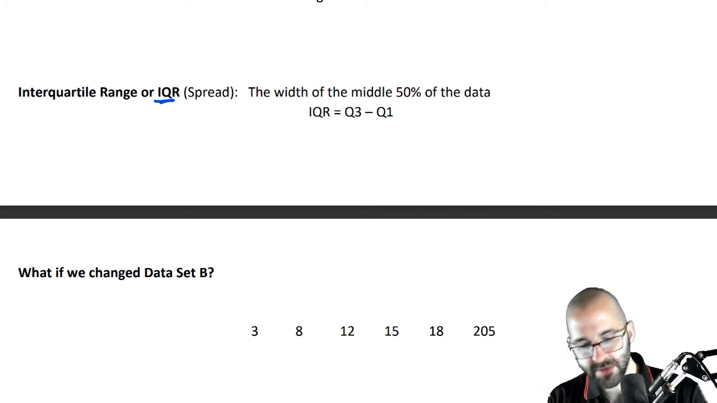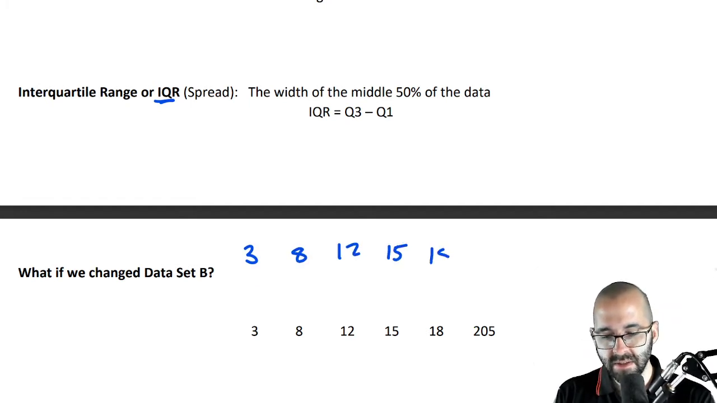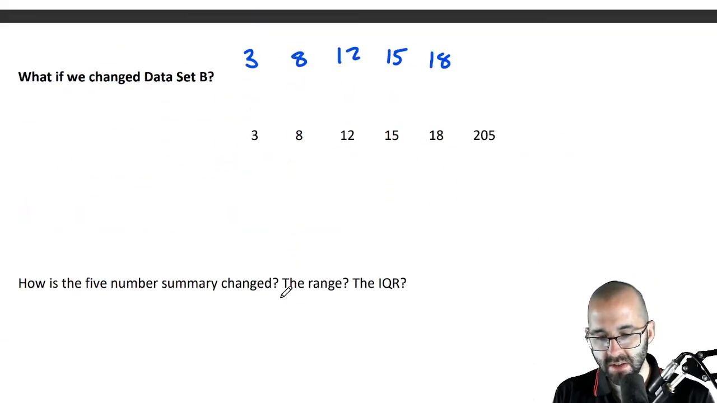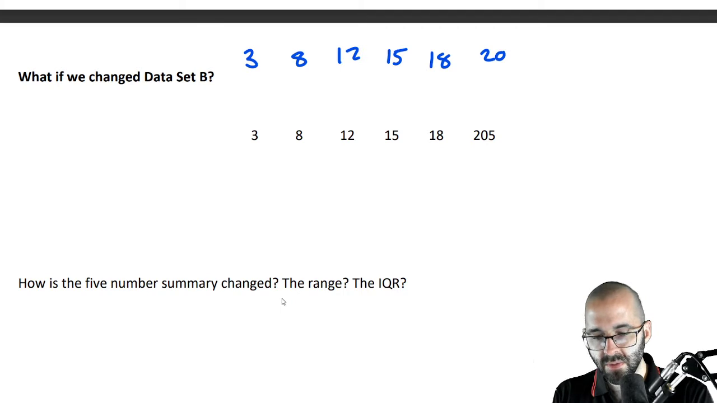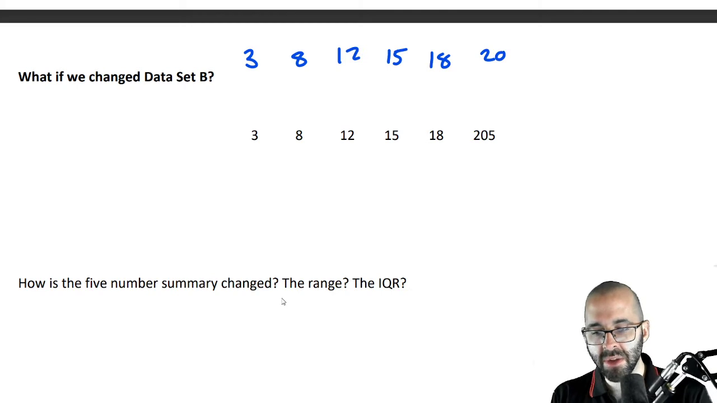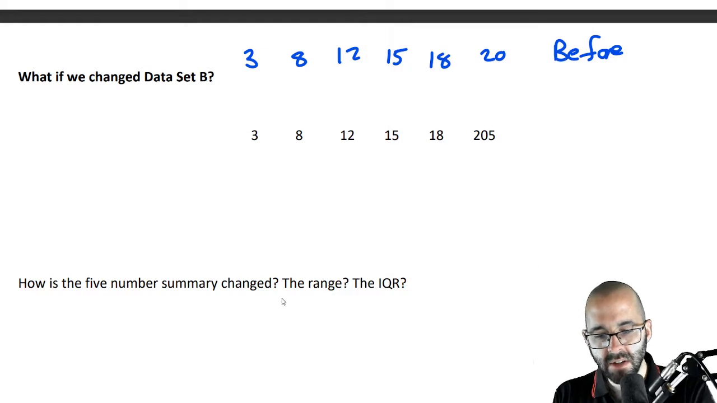So let's look at, again, we did this a little bit before. This is what data set B used to look like. What was the top one? 20. Right? It used to look like this. And then we said, well, we'll get into it in the next problem. How is the 5-number summary changed? What about the range? What about the IQR? So let's figure things out about the before, which we'll do in blue, and the after, which we'll do in red.